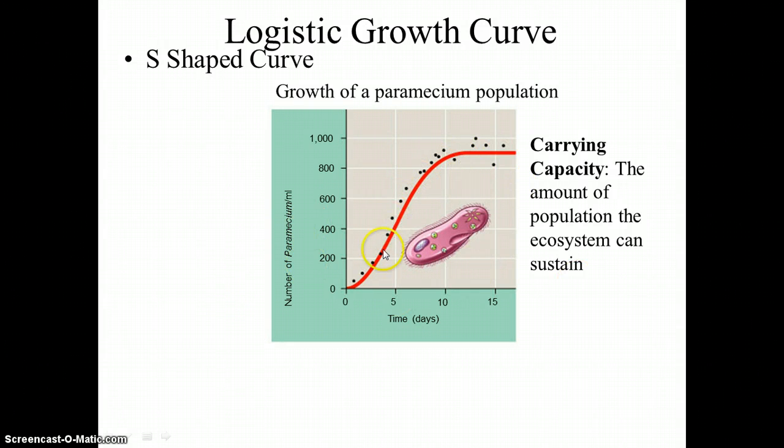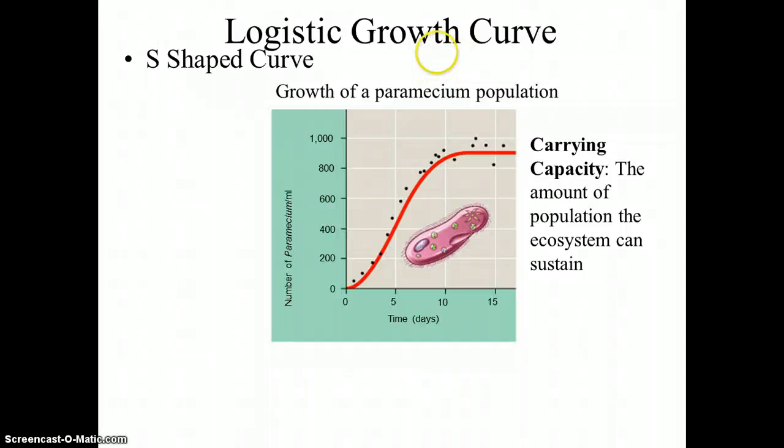Okay, so if you look right here, it's growing, growing, growing, the population's growing, and then it starts to kind of level out. Because this graph is showing paramecium growth. So the number of paramecium, let's say living in the pond, there's only so much space for the paramecium and only so much food. And so the population growth starts to level out. Where it starts to level out is called the carrying capacity. So the carrying capacity is how much of the species can live in this ecosystem and be sustained.